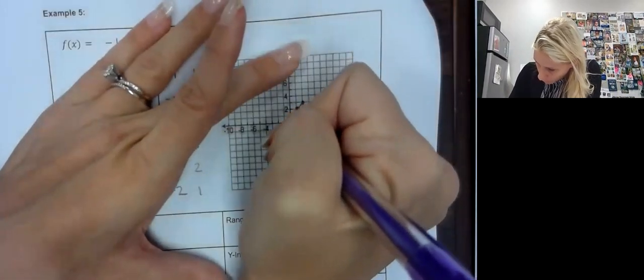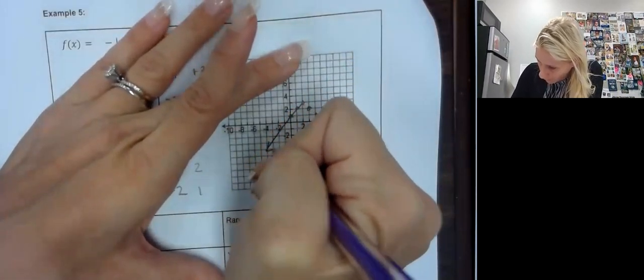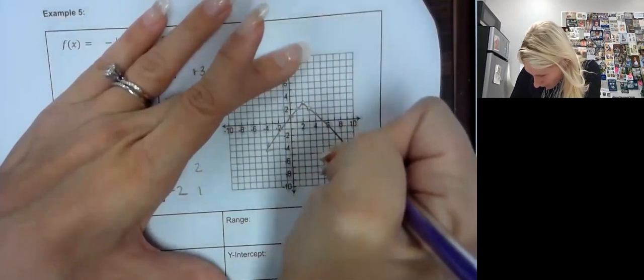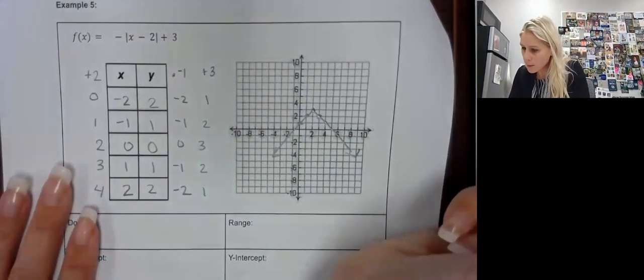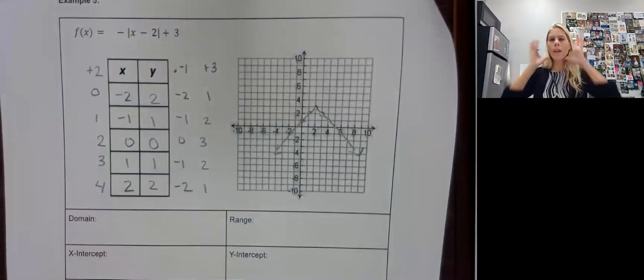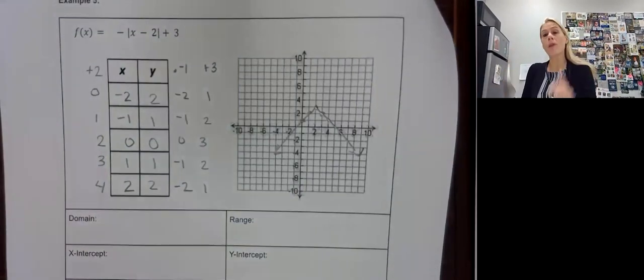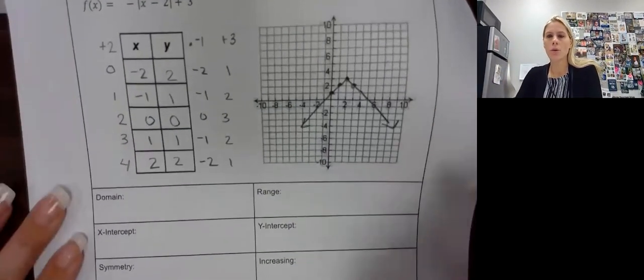Did we go to the right 2 and up 3? And did we flip? Yes, we did. There we go. Okay, so now that we made our graph through transformations, now we're going to do our key features.